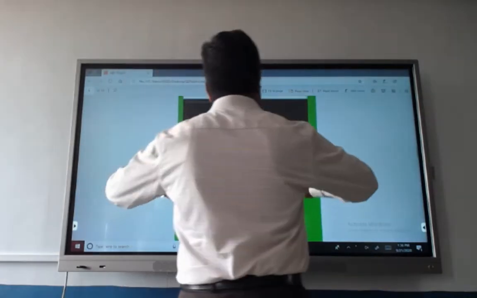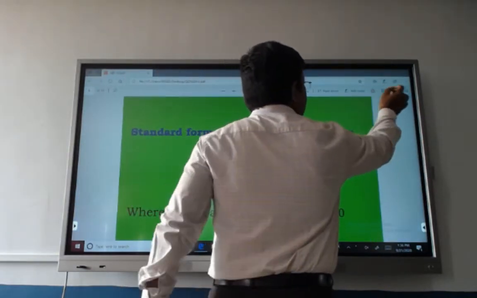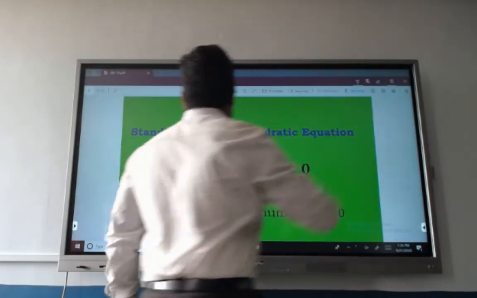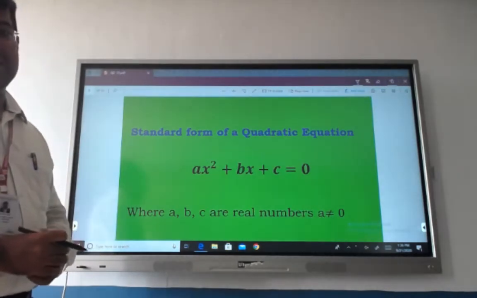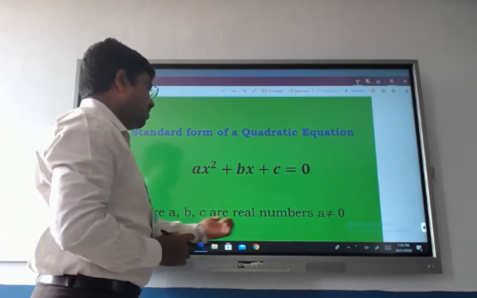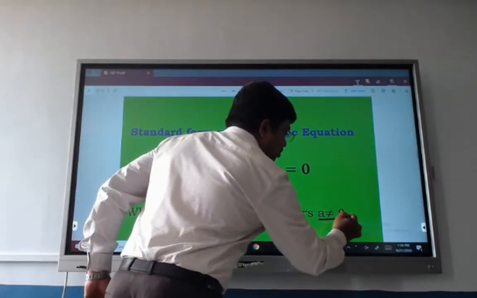Then, what is the standard form of a quadratic equation? That is ax square plus bx plus c is equal to 0, where a, b, c are real numbers. Here a is not equal to 0.